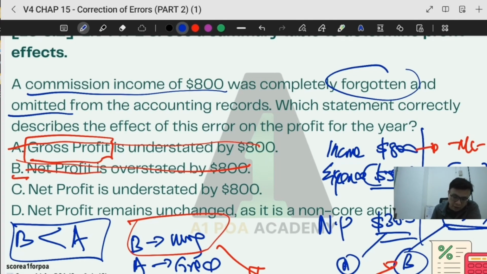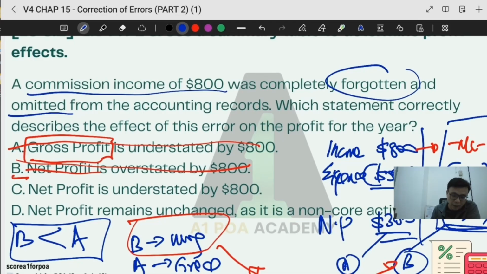Why? Because here B, which is under the wrong scenario whereby the commission is not being captured, is smaller than A. So net profit as a result of that is understated by 800, because if you start with a deficit of 500, you need to top up by $800 in order to arrive at the net profit of $300. So therefore C should be the correct answer.